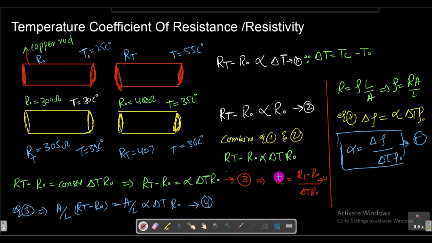So we focus on these two natural phenomena of the material. Here we find the temperature coefficient of resistance and resistivity. Now we will explore that this alpha, the temperature coefficient of resistivity, may be positive, and this alpha may be negative.